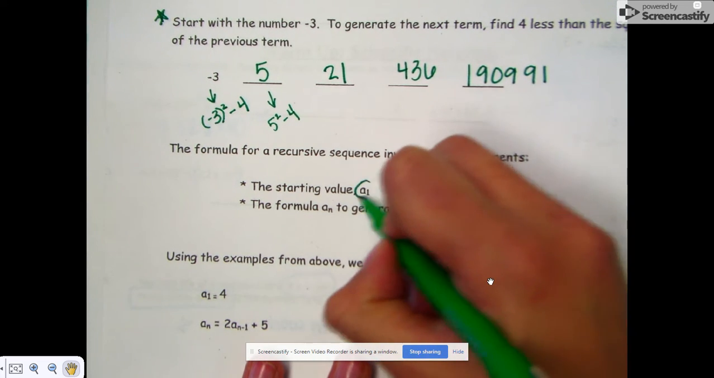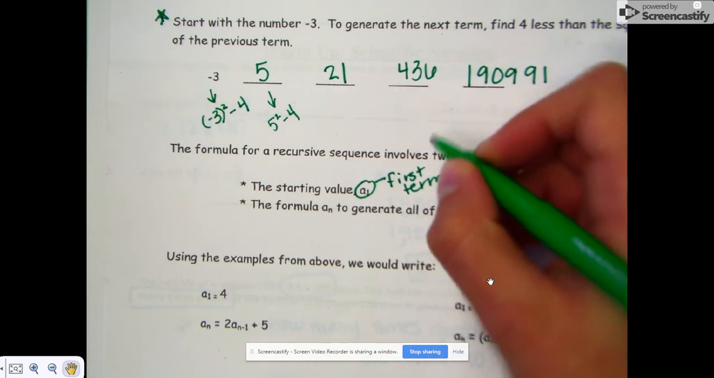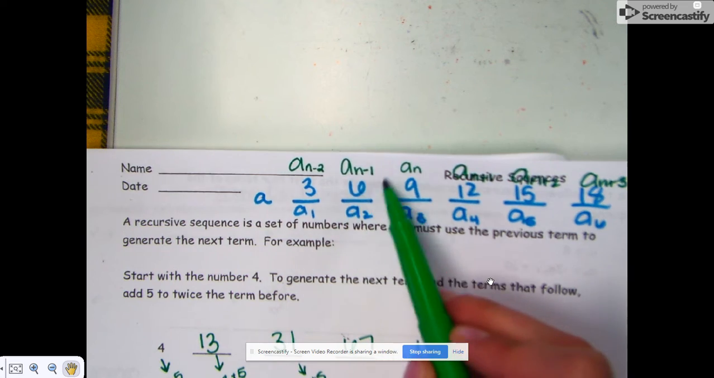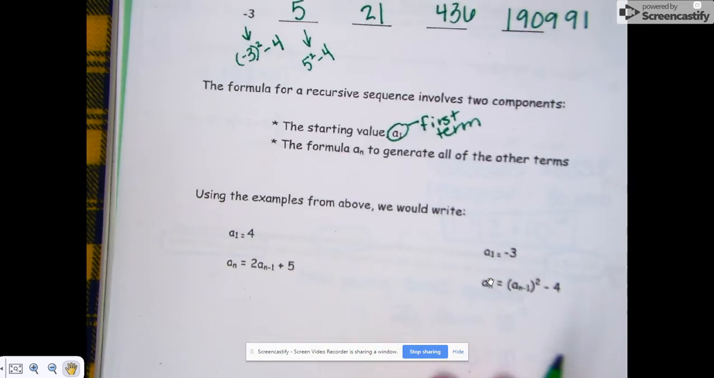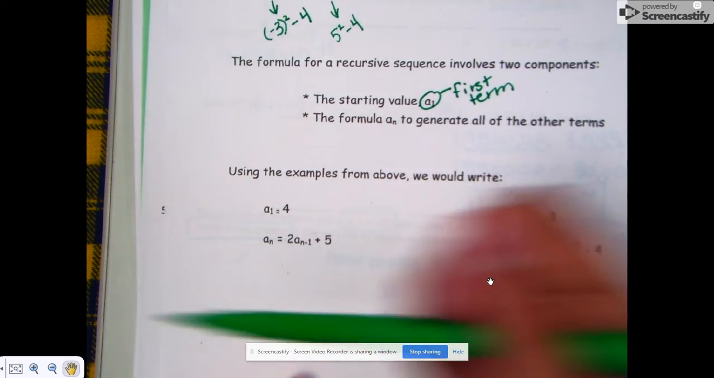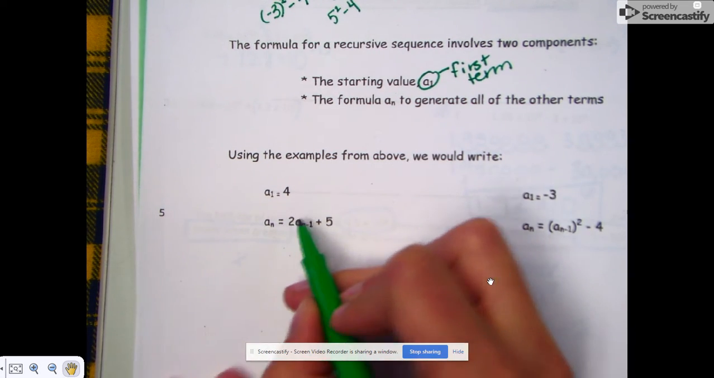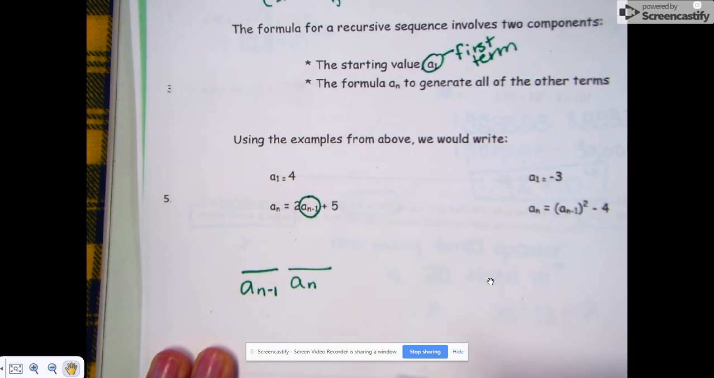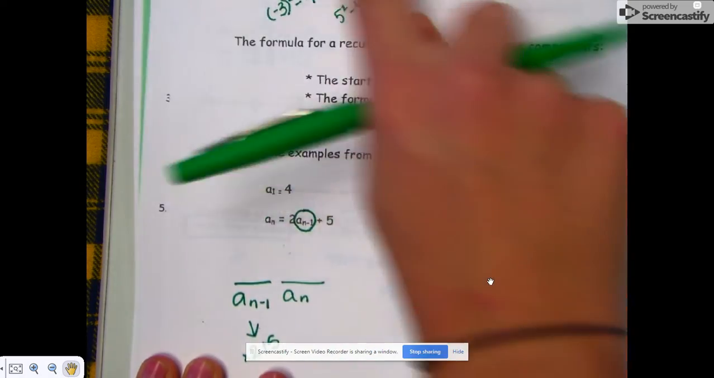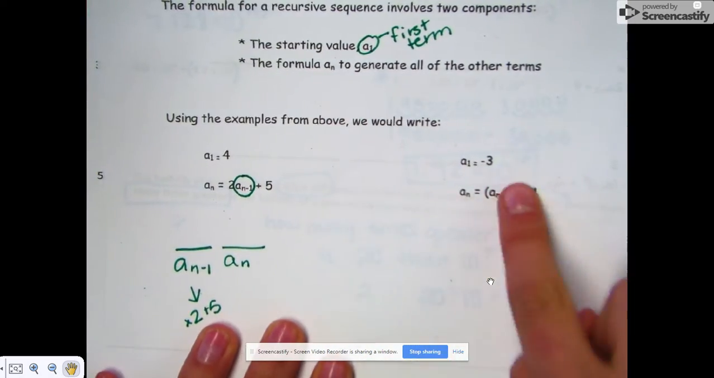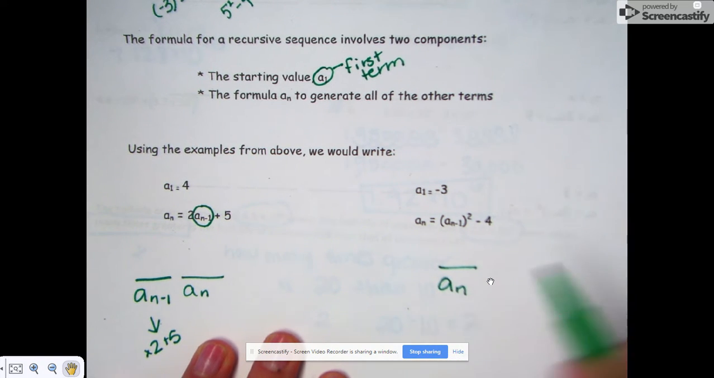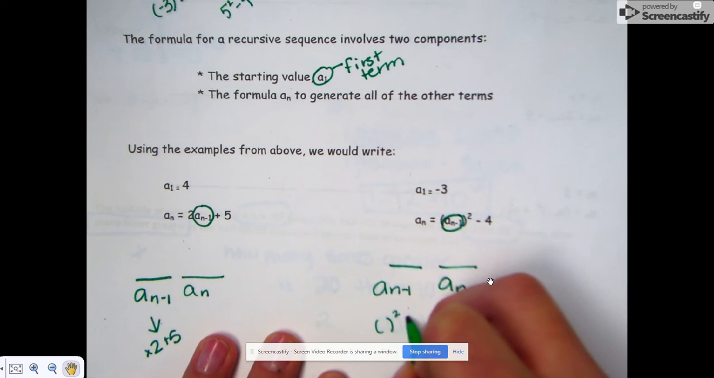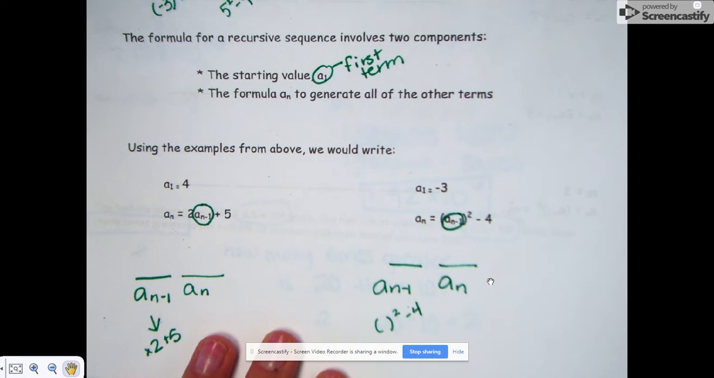All right, so then it says the formula for a recursive sequence involves 2 components. It involves the starting value A1, the first term in the sequence, and the formula for A sub n to generate all of the other terms. So like I said, if I picked a random term like this one and called it A sub n, I have to know the term before this. This notation is going to come up a lot in these formulas. So it says use the examples from above; we would write a formula to generate the sequences. If I have A sub n, I have to take the term before it, multiply it by 2 and add 5. That's what we did in the first sequence up here. This one gave us a starting value of negative 3. To find the next term, I have to take the term before it, which is in the parentheses, square it, and then subtract 4 to get the next term. And that will generate the rest of the terms.